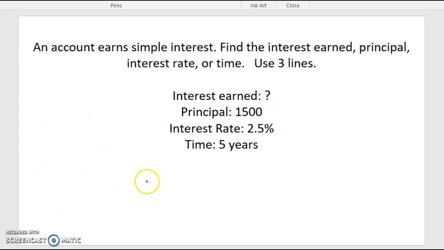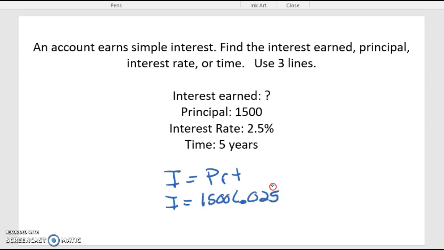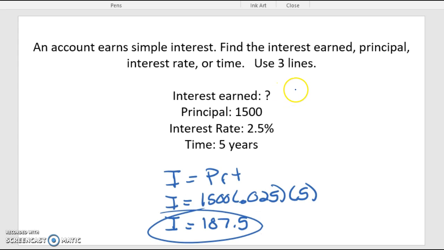All right, our last one here, we're looking for our interest earned. So I have I is equal to PRT again. So I don't know my I value, but I know my principal is 1,500. My rate is 0.025. And then my time is 5 years. So I'm going to multiply everything on the right-hand side, and that should get me to my answer. So 1,500 times 0.025 times 5 is equal to 187.5. So the amount of interest I earned was $187.50.